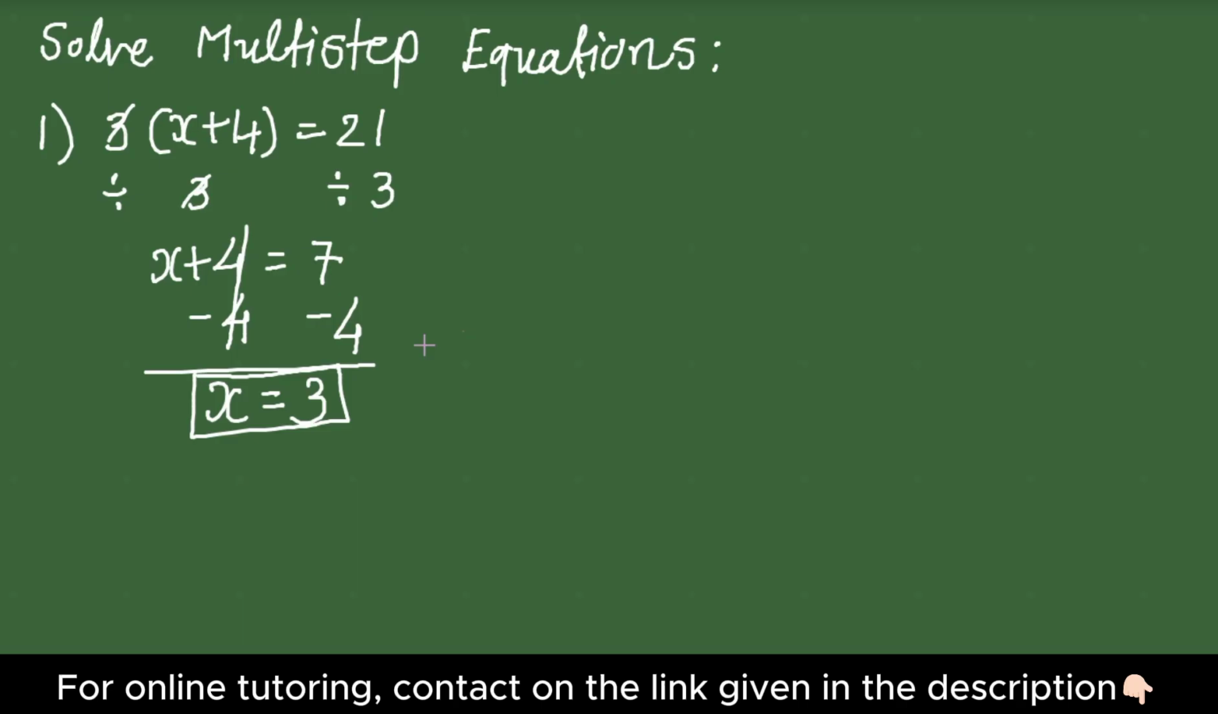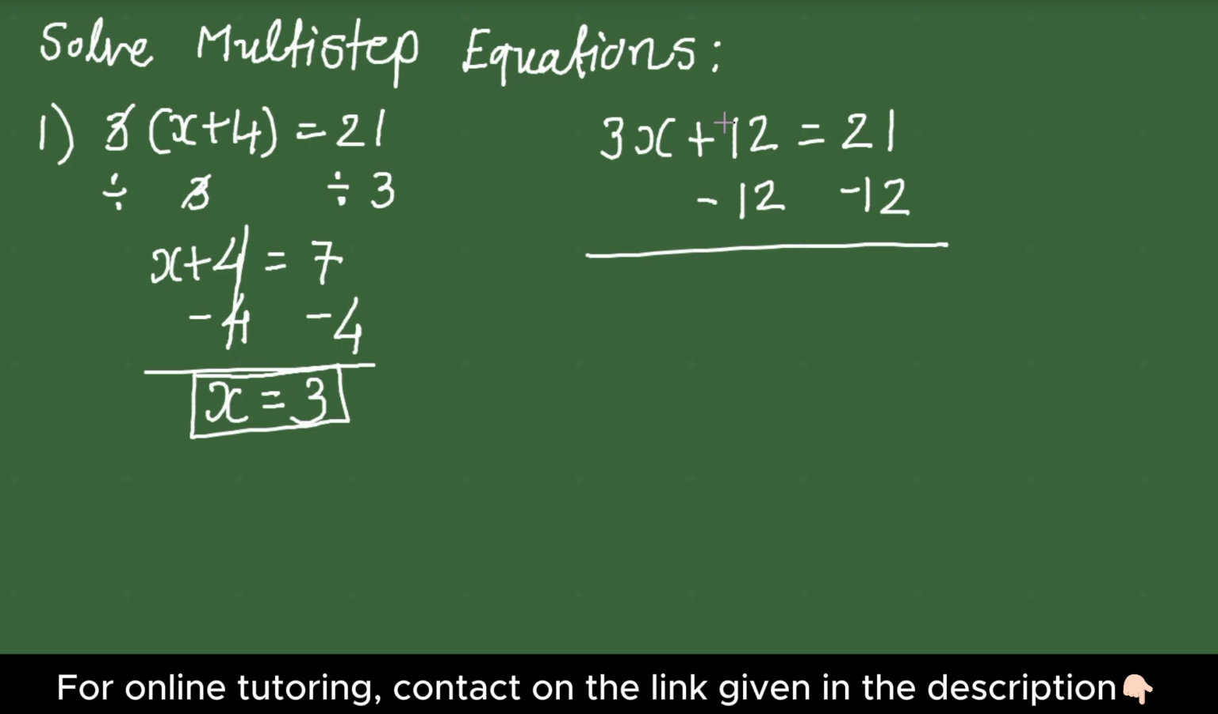Now let us see the second method. So we need to multiply this 3 with the parenthesis x plus 4. So we will have 3 times x plus 3 times 4 will be 12 and is equal to 21 on the right side as it is. Now first we need to isolate this 3x. So we need to remove this plus 12. Now there is a plus sign between 3x and 12. We will do exactly the opposite of the addition, which is subtraction. So we will subtract 12 from both the sides.